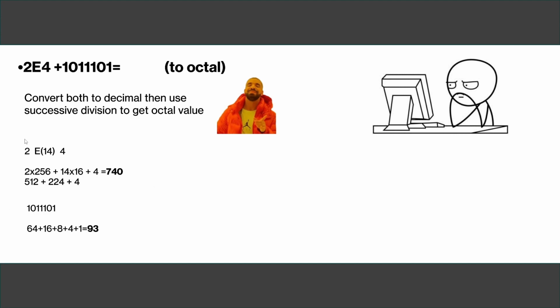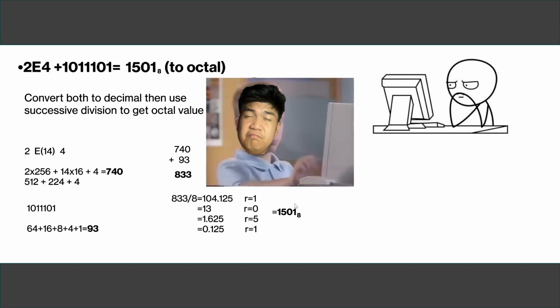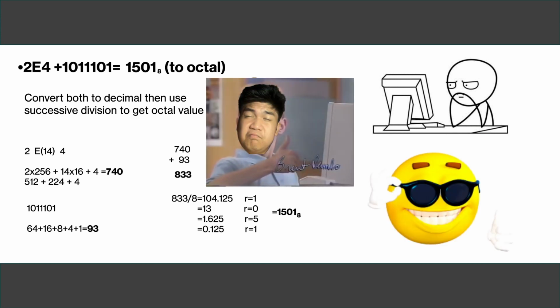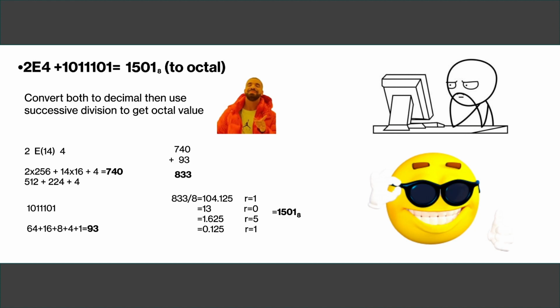Boom. Just look at that solution. We'll end up with 740 base 10 and 93 base 10. Just add that up to 833 base 10. Now all we need is to convert that to its octal value, and we'll end up with 1501 base 8. It's easy. See? Alright, moving on to our very final example. I told you guys, this is a very easy topic, and the discussion would be very fast, because it's very easy as long as you know what you're doing.